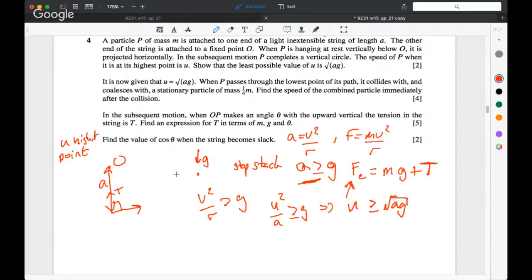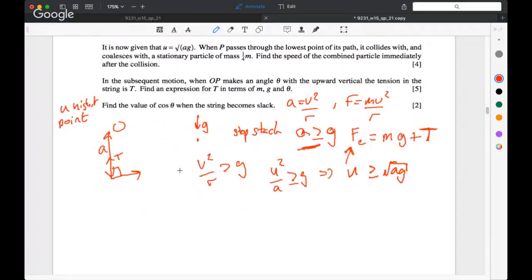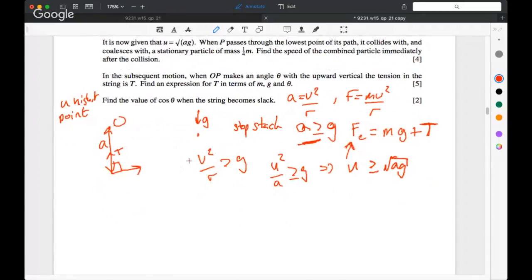Okay, they now give you that u is this critical value. When P passes through the lowest point in its path, it collides with and coalesces with, which means it joins onto, a stationary particle of mass m equals a quarter of M. Find the speed of the combined particle immediately after the collision. So we just need to use bog standard conservation of momentum, but we don't know the speed at the bottom. So how we're going to do that is by using an energy consideration.